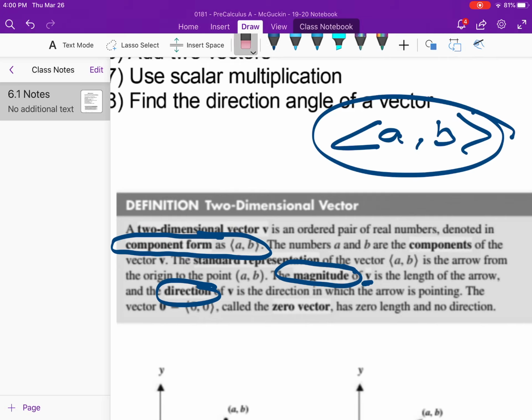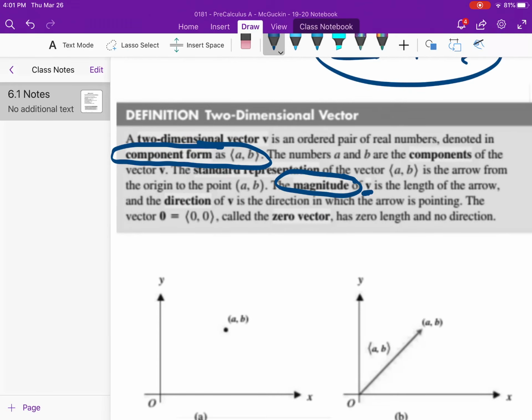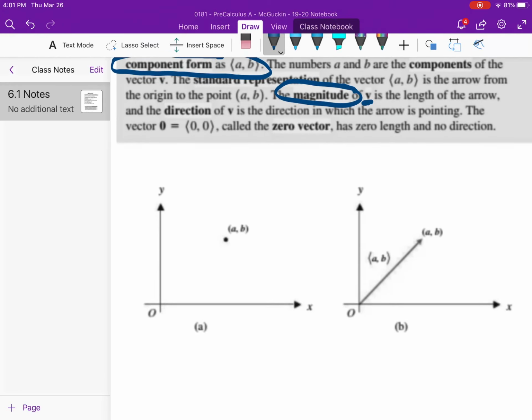And then last but certainly not least about our vector discussion, we also have a zero vector. A zero vector is just a vector that has no magnitude and no direction, or no length and no direction. So let's take a look and show what this vector is.